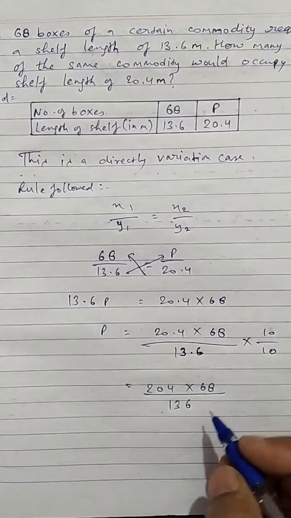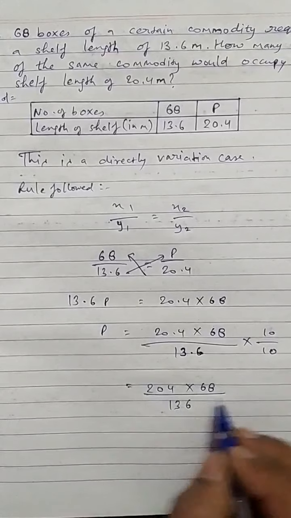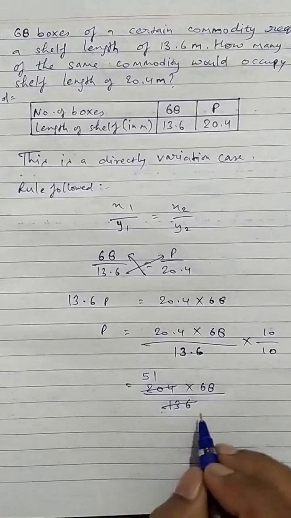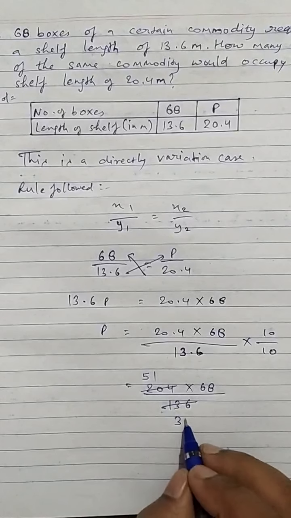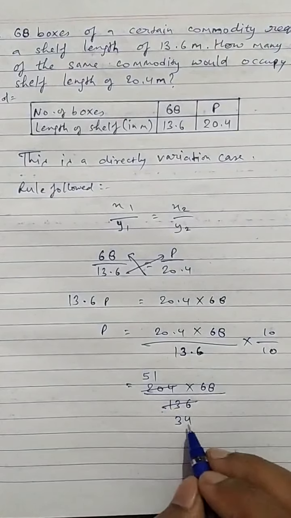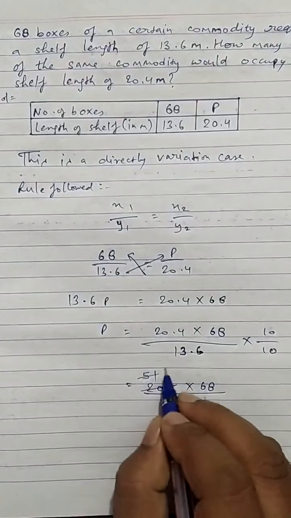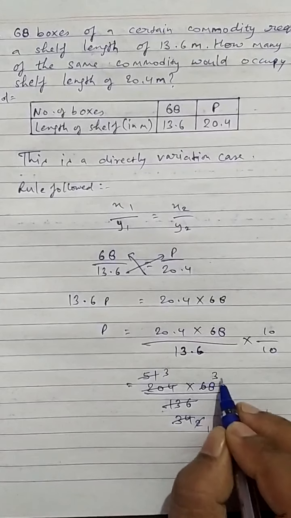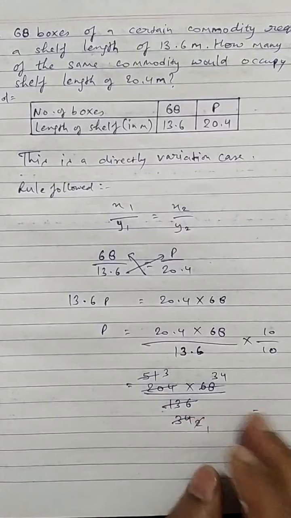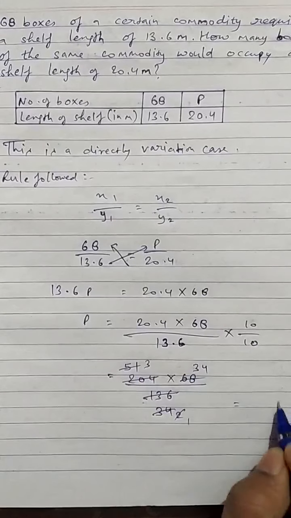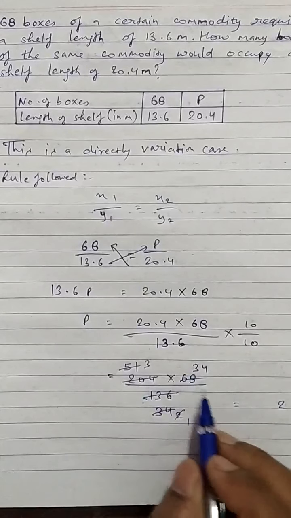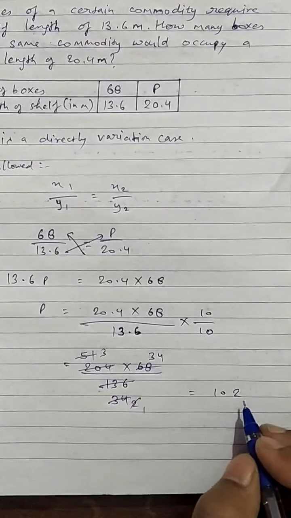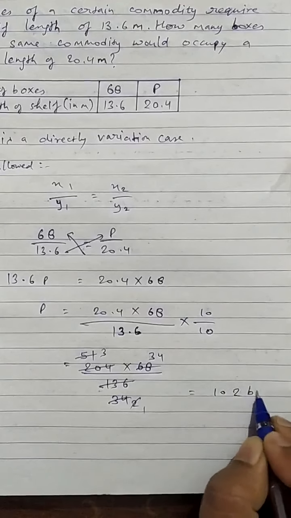Now 4 5s are 20, 4 1s are 4, 4 3s are 12 and 4 4s are 16. Again 17 2s are 34, 17 3s are 51, and 2 1s are 2, 3 is 6, 2 4s are 8. On multiplying these two, 3 4s are 12, and 3 3s are 9, plus 1, 10. So the answer is 102 boxes.